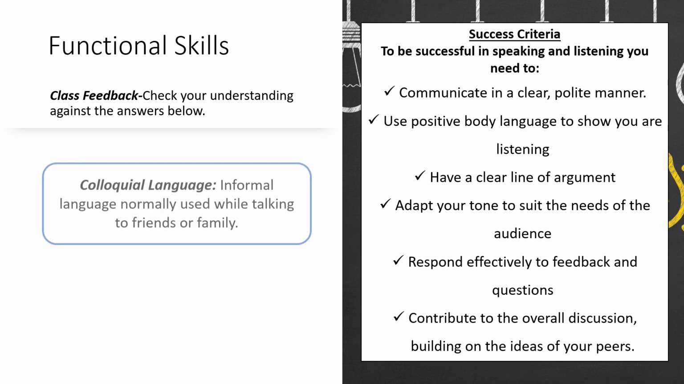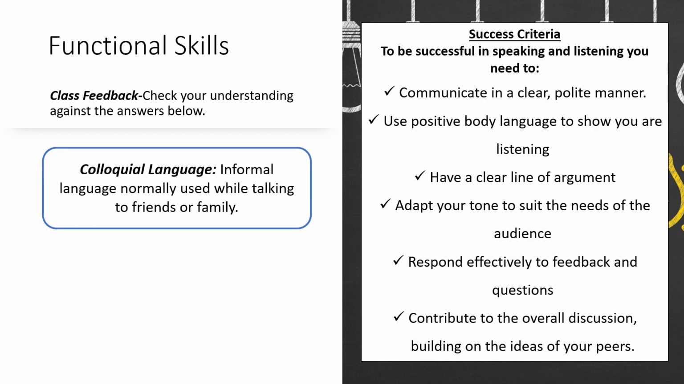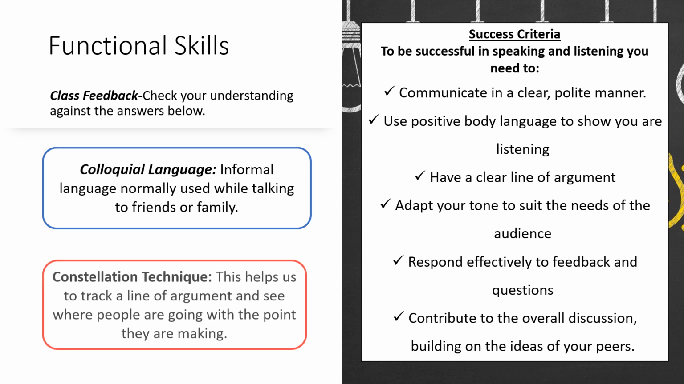Now if we think about the questions we just looked at there as well, colloquial language, which we spent a lot of time going through in our previous lesson, this is where we use informal language normally used while talking to friends or to family.